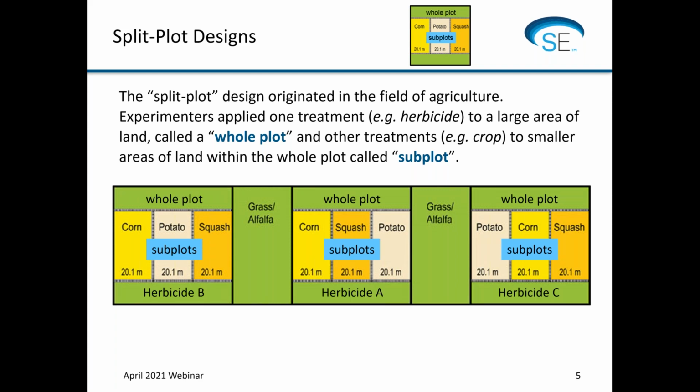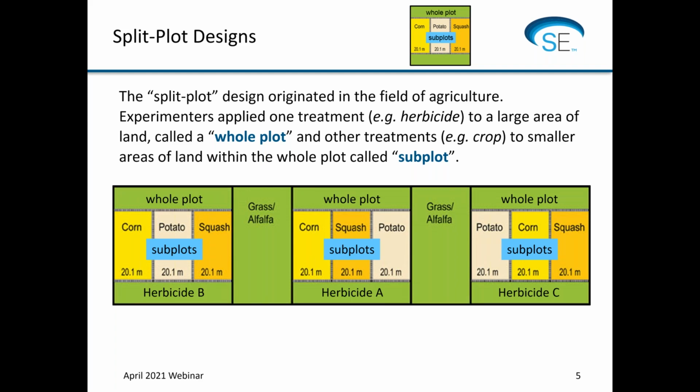Okay, now what I can do is randomize the position of the corn, the potatoes, and the squash in the whole plot, and then apply a herbicide to all three of those crops in the whole plot. It's far enough away from the next whole plot that drift isn't going to be a problem. Okay, and so they called this a split plot.